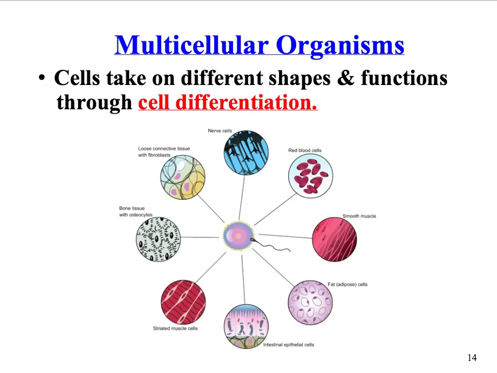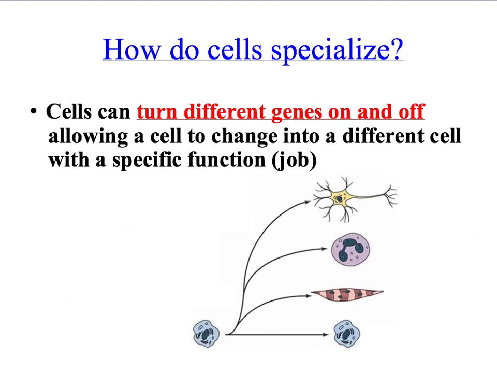In multicellular organisms, cells take on different shapes and functions through cell differentiation. This happens the minute that the egg is fertilized by the sperm. The zygote, or the fertilized egg, will grow, and eventually its cells will change into blood cells, muscle cells, and other types of cells as well. All your cells have the same DNA, but in order for them to change and have different jobs, they have to turn on and turn off different genes.